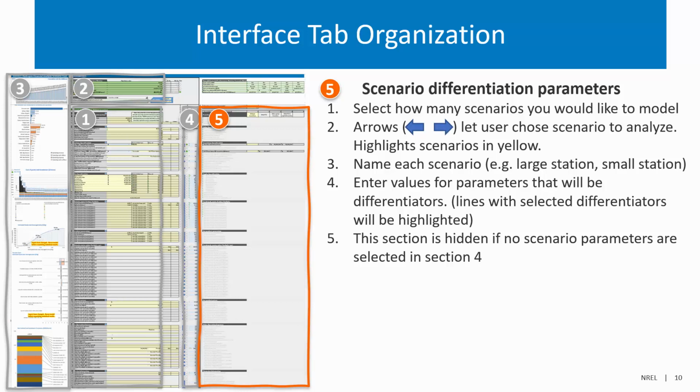The model is set up to populate the differentiating parameters into the model input, and you can select which scenario is being analyzed by clicking on 2 macro buttons. They're set up with little arrows. If you click to the right, the next scenario to the right is highlighted. If you click to the left, the scenario to the left is highlighted. This way you can switch between scenarios, and all the graphics are going to update, as well as any report tables. They're going to reflect whichever scenario you have selected.